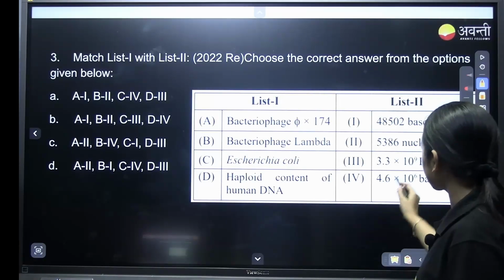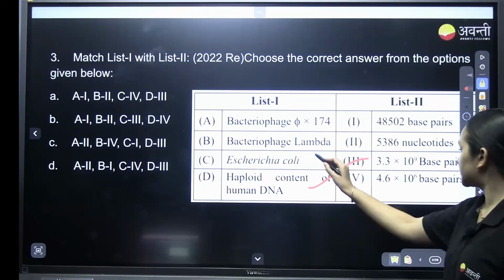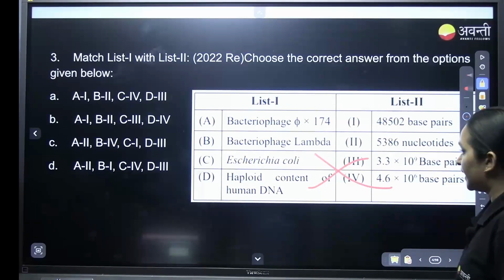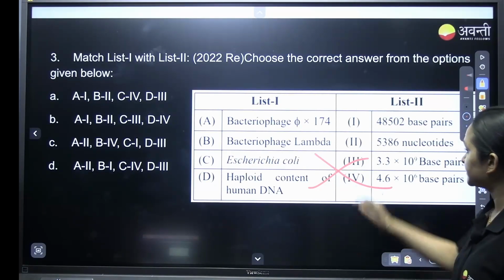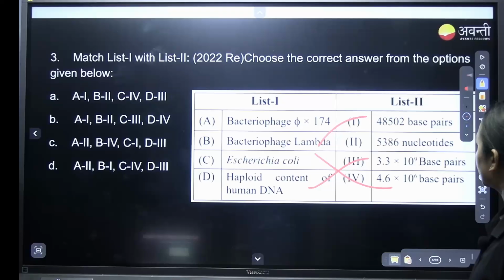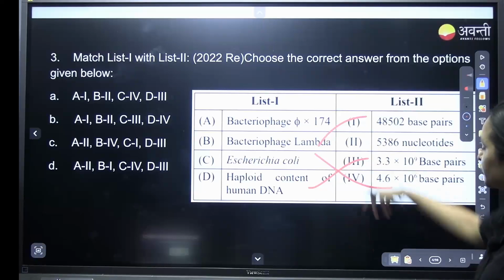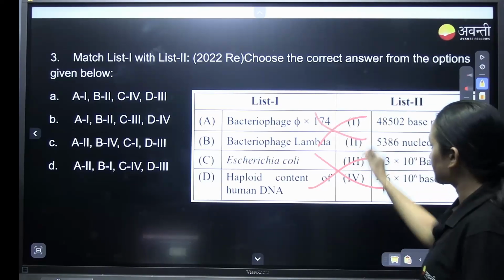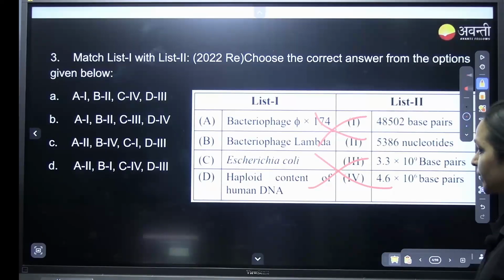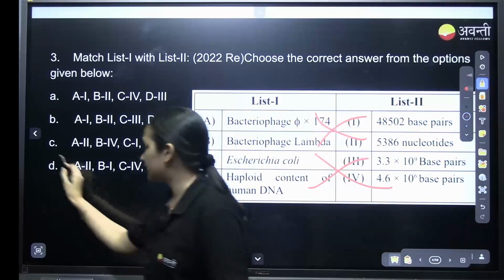Now match the list 1 and 2. Haploid content of human DNA is 3.3 into 10 to the power 9 base pairs. Escherichia coli, 4.6 into 10 to the power 6 base pairs. And bacteriophage lambda is 48502 base pairs. Bacteriophage phi X174, 5386. So A2, B1, C4, D3. D4 is the correct answer.